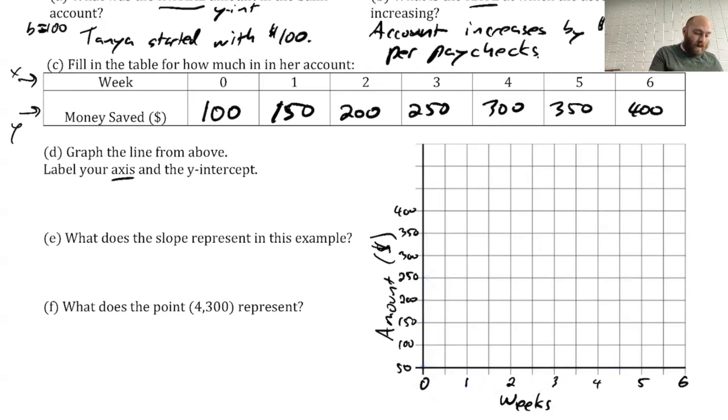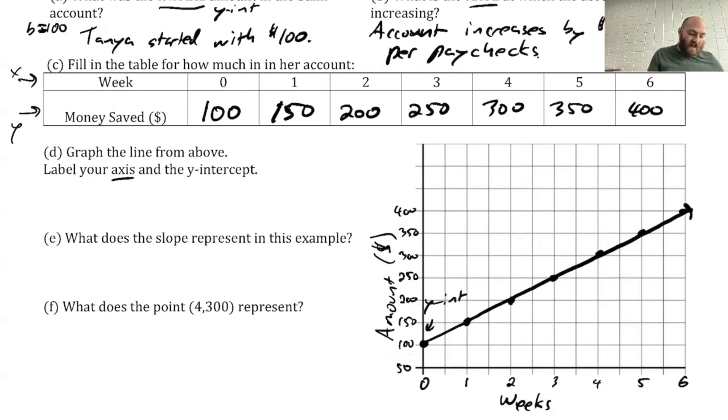All right, so we still have to plot these points. I got 0, 100, and then 1, 150, and so on here. Oh, and label the y-intercept. That's the y-intercept right there. In this scenario, I don't have an x-intercept. We're not going to go further this way because that would be negative time and eventually crossing to negative dollars. That's not what's happening here.